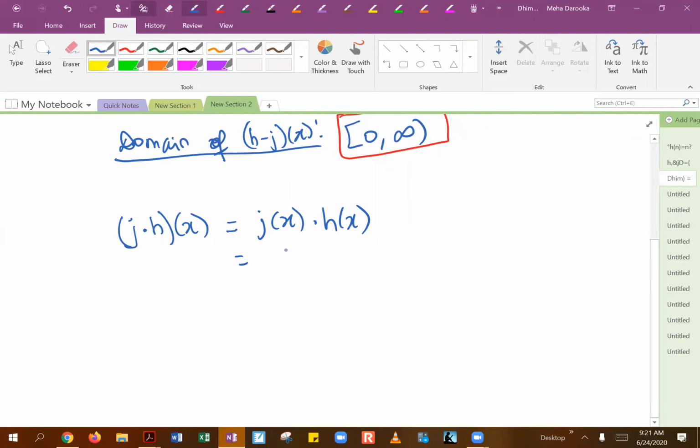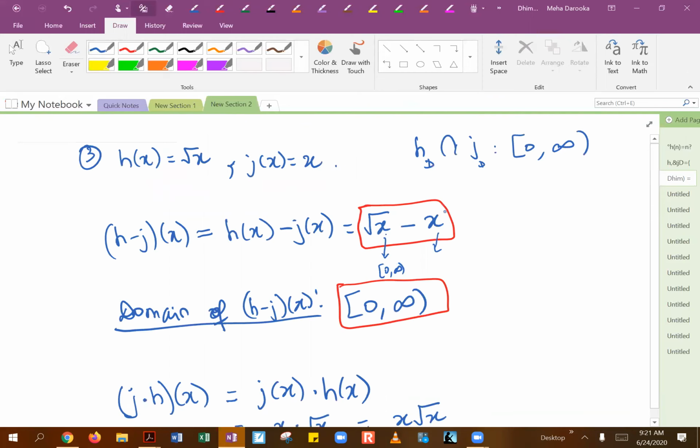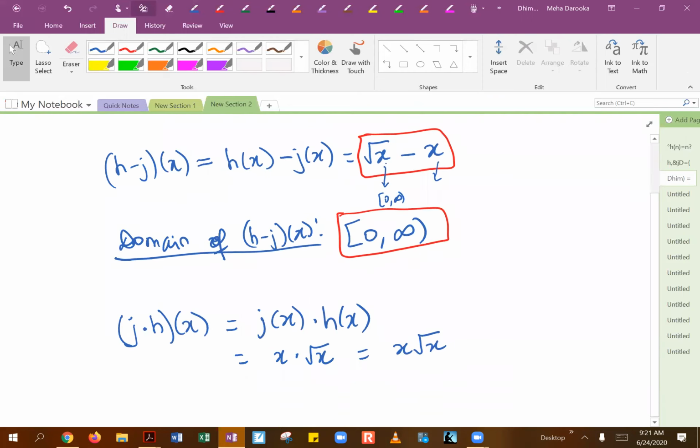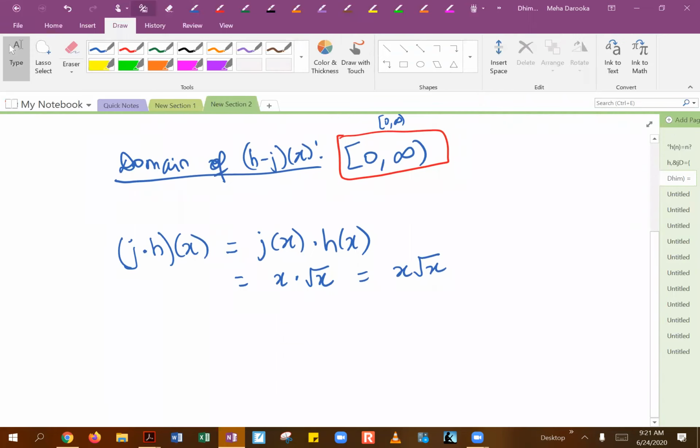Okay, so again, your j function, of course, is just x. Your h of x function is square root of x, so you're basically looking at x times square root of x. And again, like I was saying previously with h minus j, since this is all on just one side of your function definition, you really cannot simplify this. So you actually just leave it like it is over here.